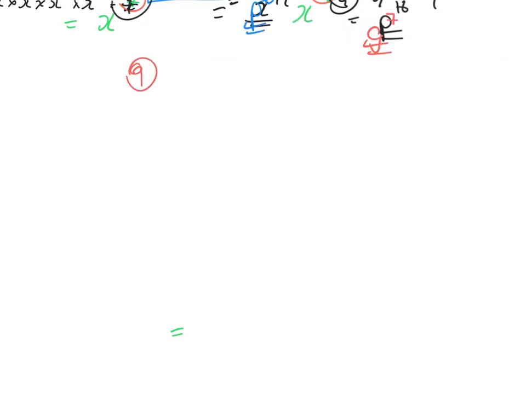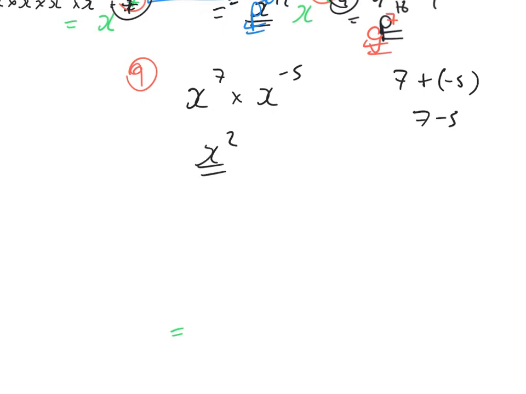Okay, example 9. x to the 7 times x to the minus 5. So we need to add together 7 and minus 5. Now, we're not adding together 7 and 5 to get 12. We're adding together 7 and minus 5. 7 add minus 5, well, that's just 7 minus 5. That's x squared.